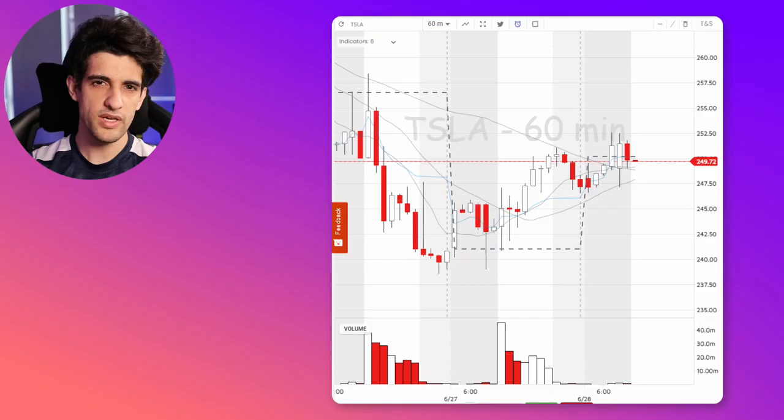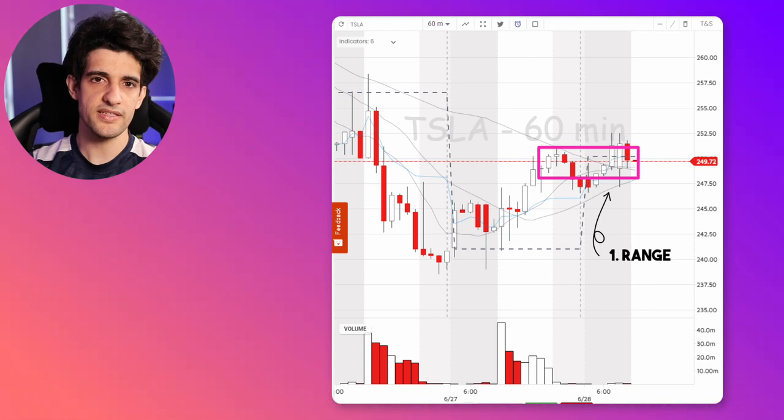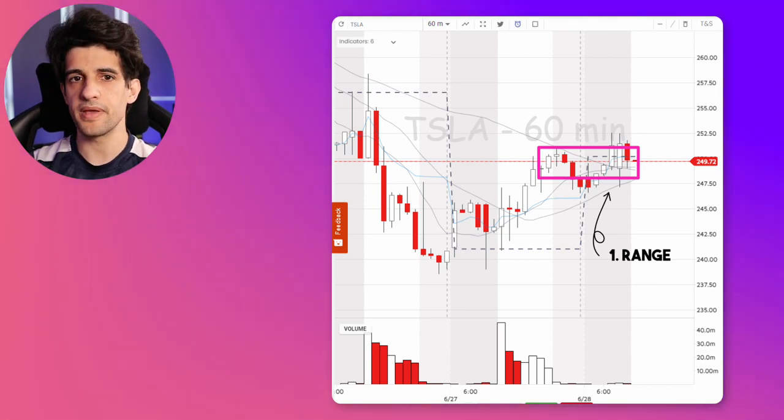The next thing that I'm looking for, after I have found a clean daily pattern and established my bias using the daily chart, is switching to the 60-minute chart. I switched to the 60-minute chart simply to find a range. Why specifically a range? Because a range is the accumulation phase. That is the beginning of the move.